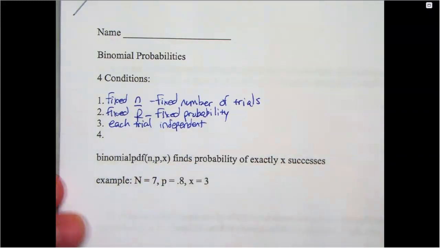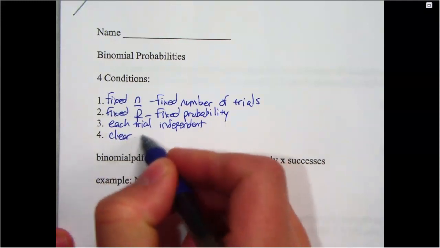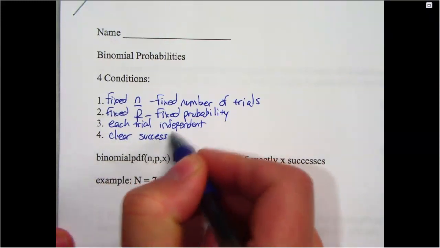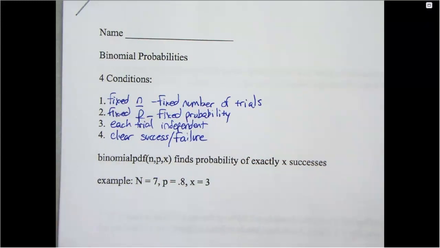Which means one trial doesn't influence the next trial. So like you flip a coin, it's tails. The next flip doesn't change the odds because that first flip was tails. And then there's got to be a clear success and failure. So it's got to be like, yes, this happened, or no, it didn't. Not like, well, it kind of happened.